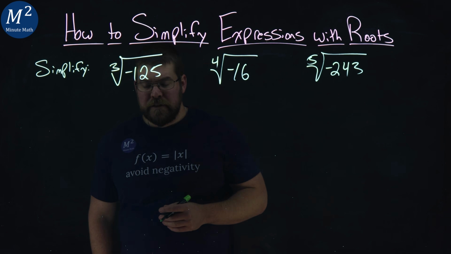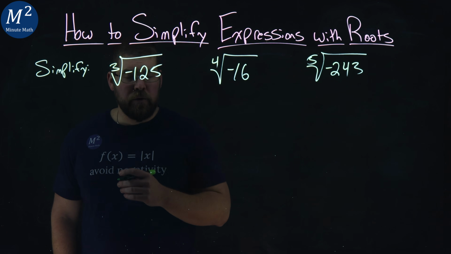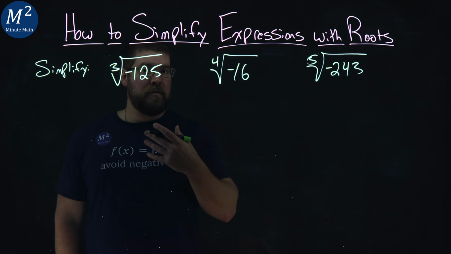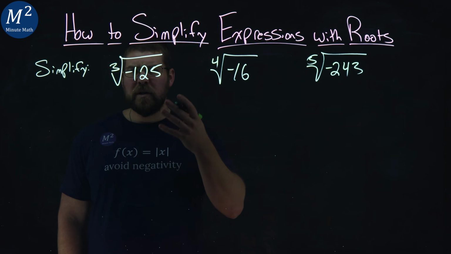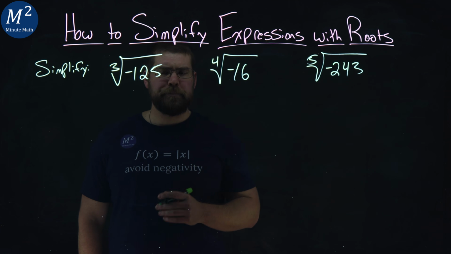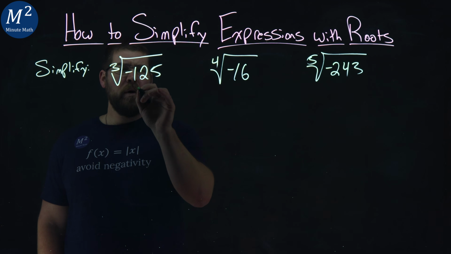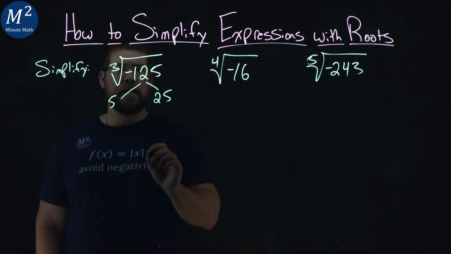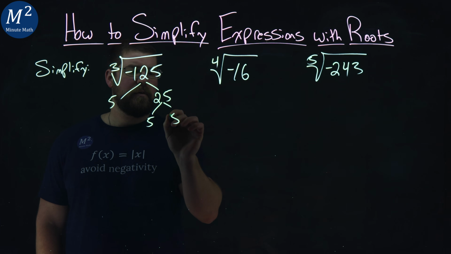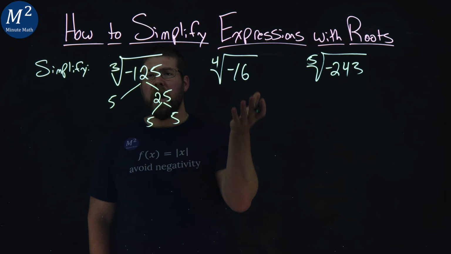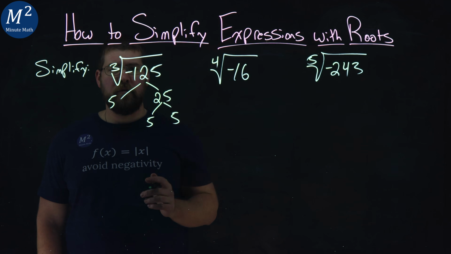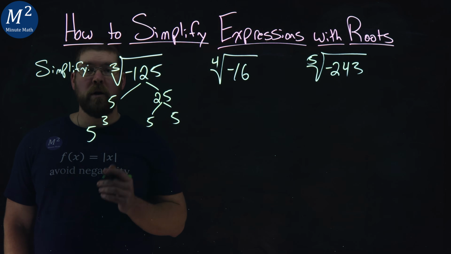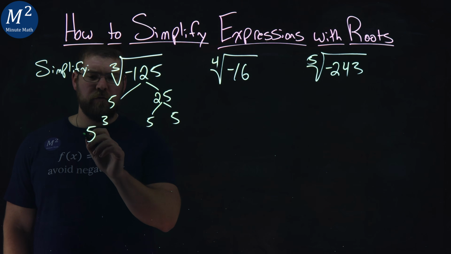So the first one here, let's simplify this. The odd root, the third root of negative 125. What number times itself 3 times gives me 125? That's the question I'm really looking for. Well, let's go look at it. 125 breaks down to be a 5 times a 25, and 25 is a 5 times a 5. So if it was just the positive 125, we would say 5 cubed can give us 125. But I want a negative 125.